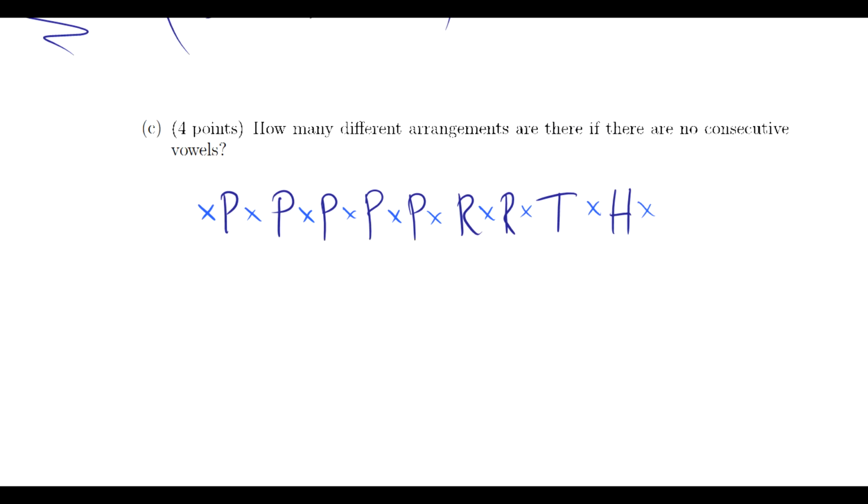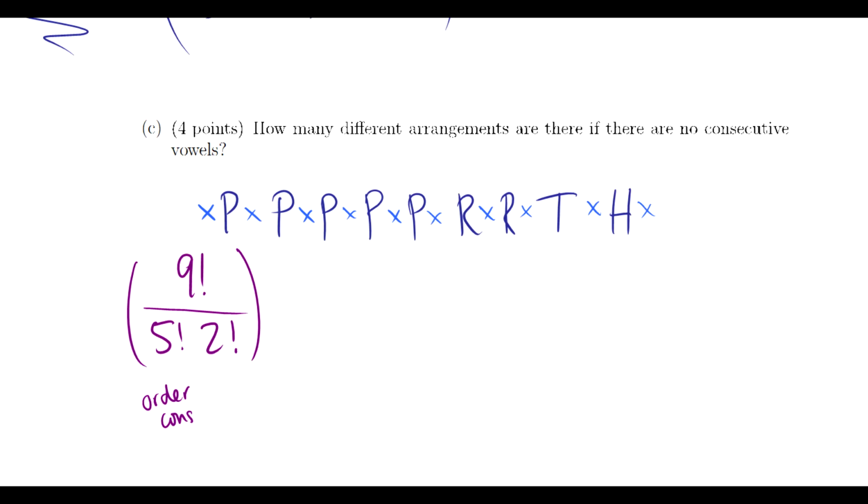Okay, so what we can do is we can say, let's order the consonants. So how many ways can we order the consonants? Well, 1, 2, 3, 4, 5, 6, 7, 8. There's 9 consonants, so 9 factorial, but there's 5 P's and 2 R's. So much like we just arranged all the letters in the last question, now we only want to arrange the consonants. Now, how many vowels are there? Well, there's 6 vowels, and we want to put them in one of these spots.